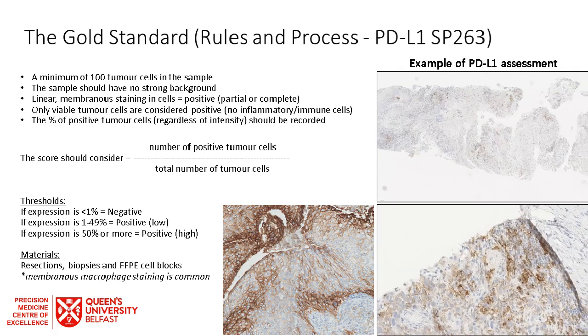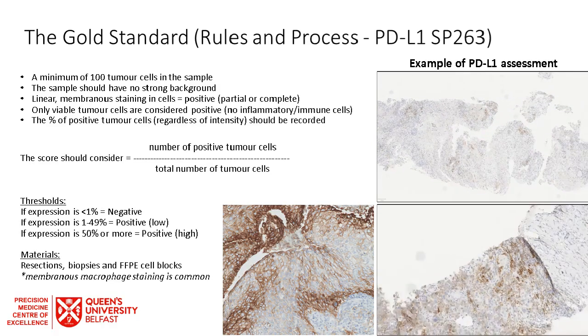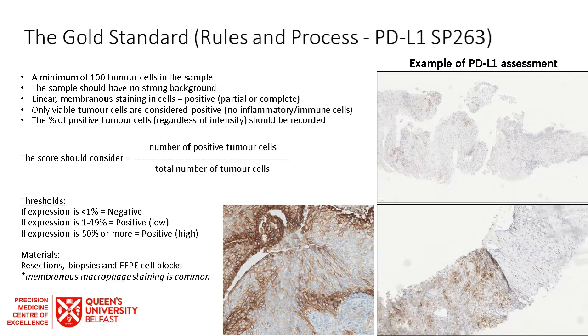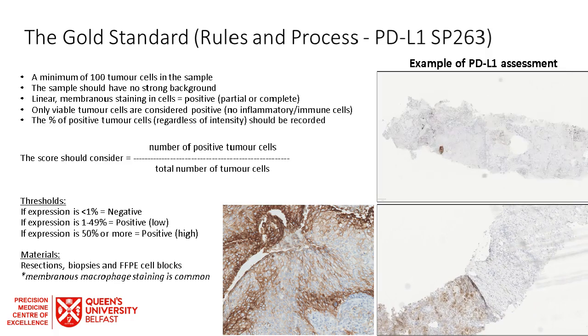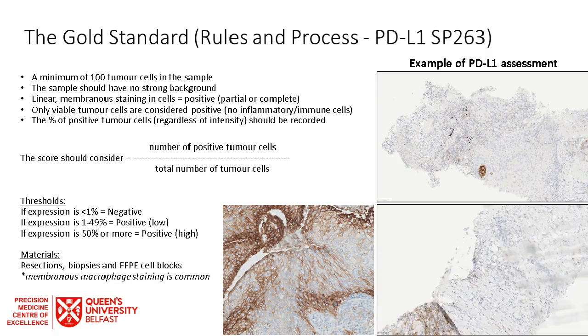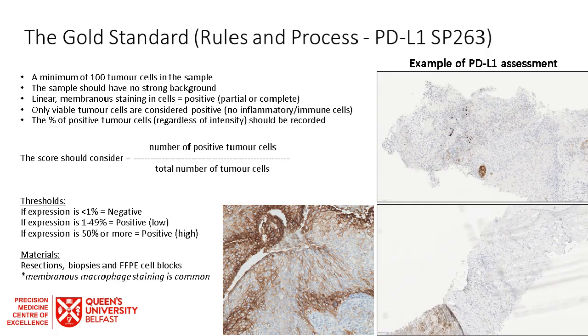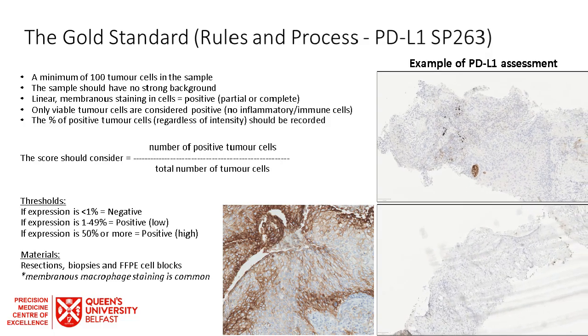So the materials that we would receive are resections, biopsies, and FFPE cell blocks. And I've put that little caveat in there that membranous macrophage staining is extremely common in non-small cell lung cancer, and even to the most trained pathologists can be very, very troublesome to discount sometimes.